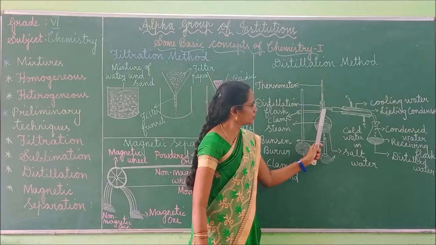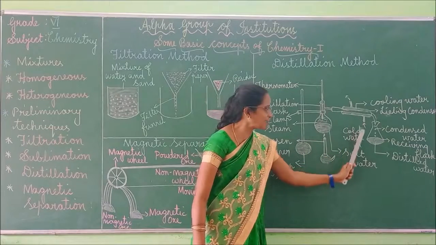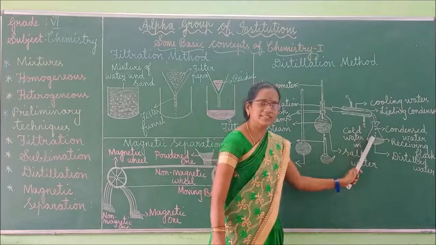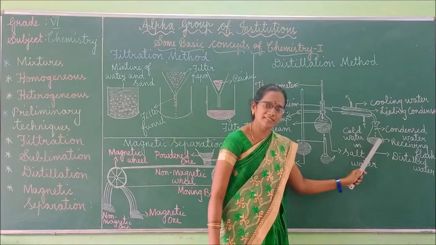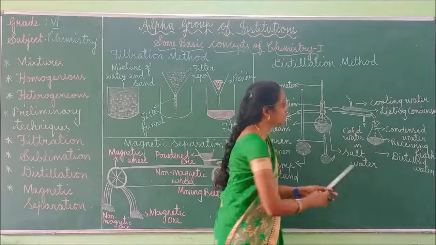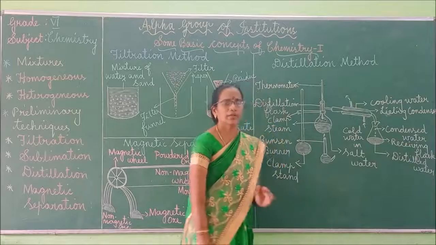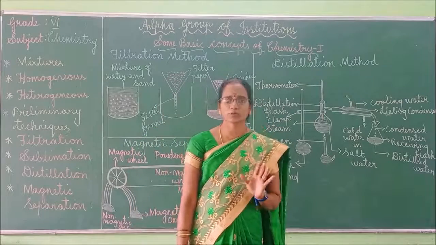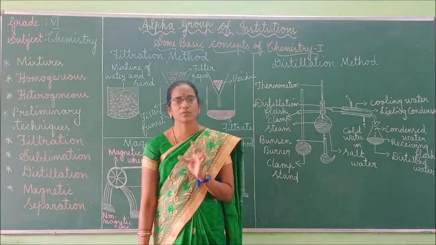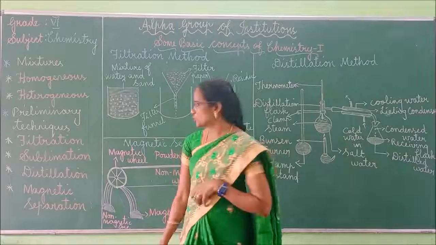Salt and water is mixed now. By using this condenser, this salt water is condensed and changes into liquid. This condensed water is received in this receiving flask or conical flask. Here we get the pure distilled water. The distillation method will also come under the 2-mark question: define distillation method or define distillation process. So that concept you should remember.